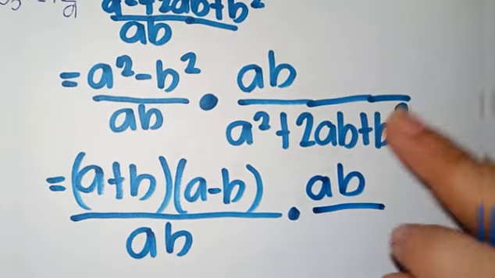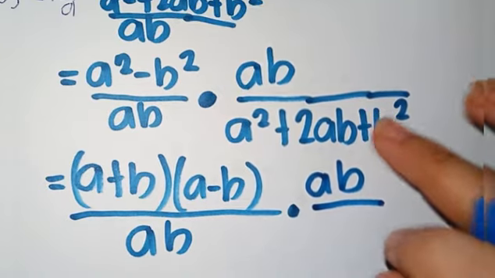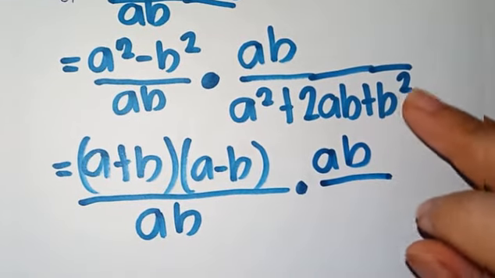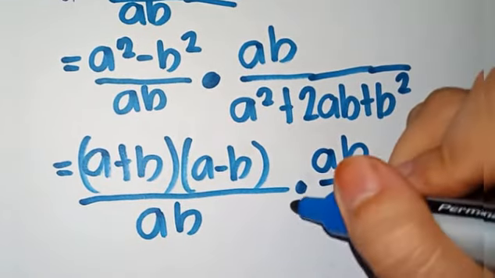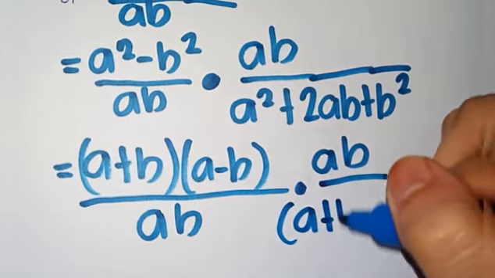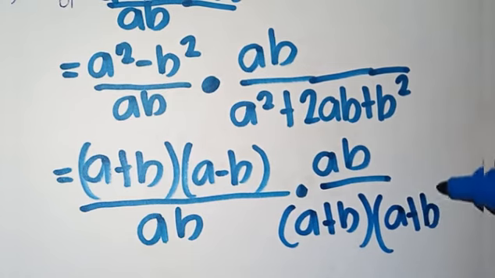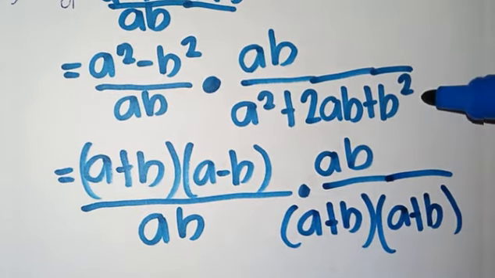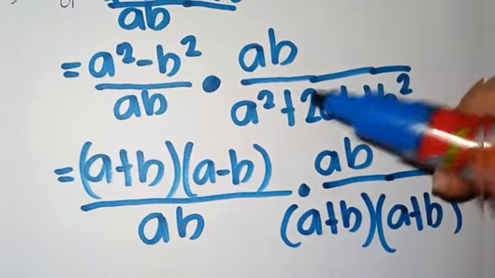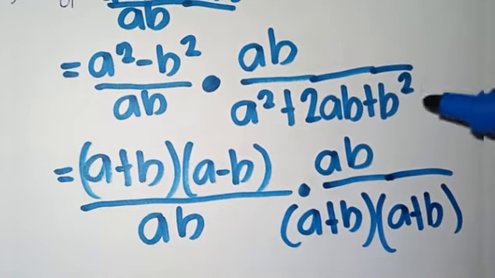Then, ito, pwede ulit natin siyang i-factor. So, ano yung factors nito? So, we have a plus b, then a plus b. So, ito ay factor nito, itong ating a squared plus 2ab plus b squared.